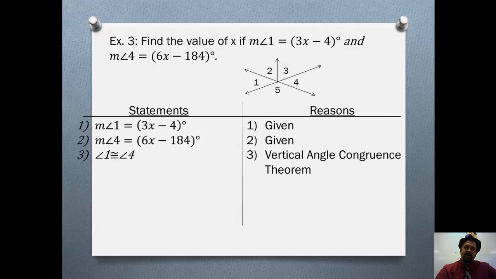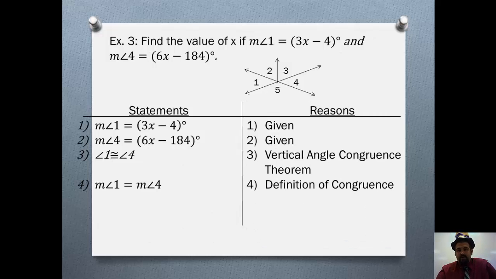Well, if the angles are congruent, that means their measures are the same. So right away, after I say these two angles are congruent, I'm going to say measure of angle 1 equals measure of angle 4. That's what it means to be congruent angles. So definition of congruent, or definition of congruent angles.